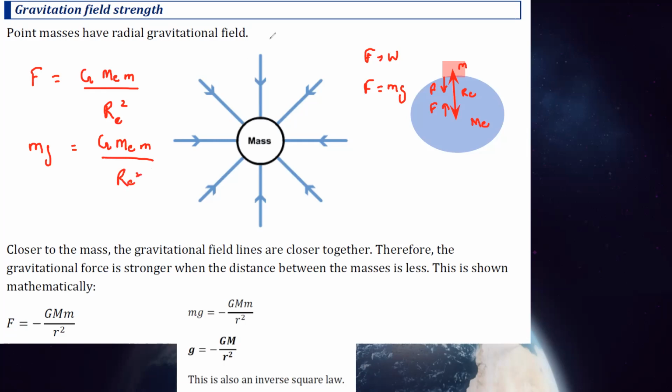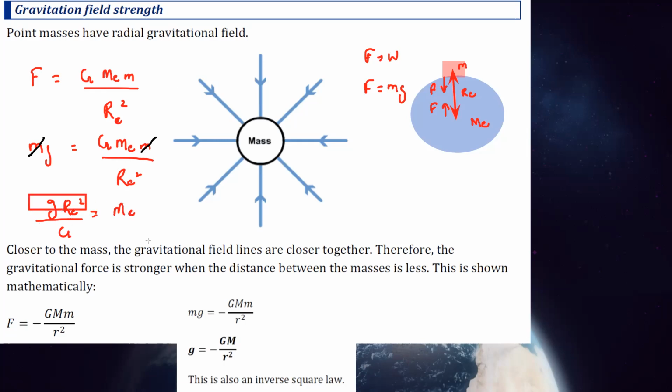When we simplify, you can see m is common on both sides, so the small m cancels out. So what is the mass of the earth? It is g, the acceleration due to gravity, multiplied by the radius of the earth squared, divided by the gravitational constant. So we get the mass of the earth.